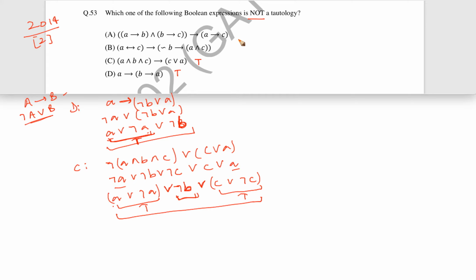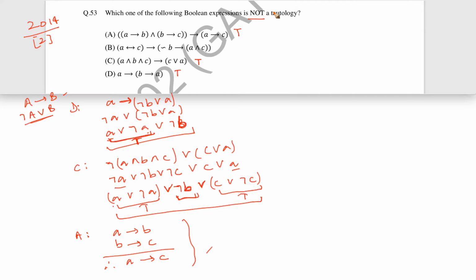Let's come back to A. So A is straightforward. A is in fact a rule also in logic. When we say that A implication B is true, and B implication C is true, then from this we can imply that A implies C. So this entire statement is basically a theorem in itself, which is called hypothetical syllogism. So this thing is definitely always true. So this is a tautology.